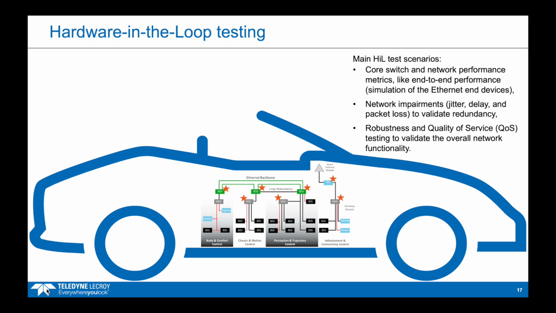If this isn't done, it will be difficult to find out if the failure was caused by an application error or a network communication error. The most efficient approach is to validate the communication layer first so you can exclude the network and any subsequent troubleshooting. The required test plans include a subset of the test cases executed in earlier stages, together with some new test scenarios. These are mainly related to: 1. Core switch and network performance metrics, like end-to-end performance simulation of the Ethernet end devices. 2. Network impairments like jitter, delay, and packet loss to validate redundancy. And 3. Robustness and quality of service testing to validate the overall network functionality.